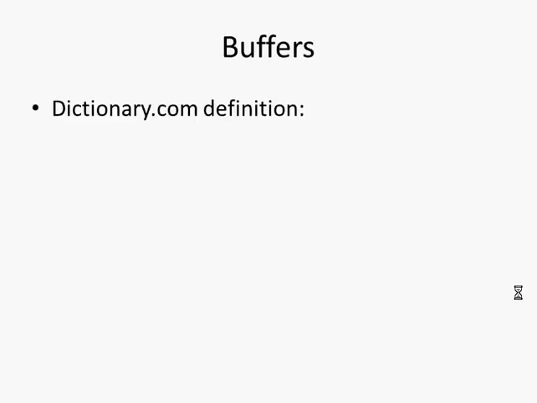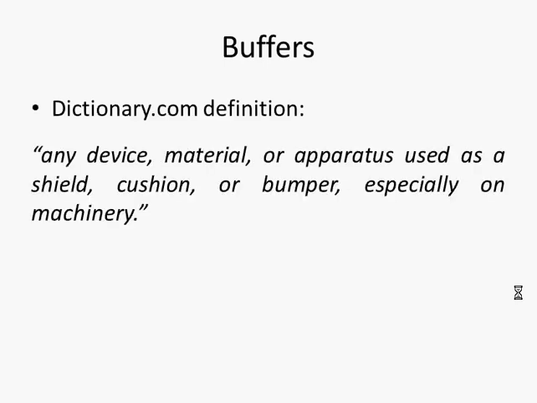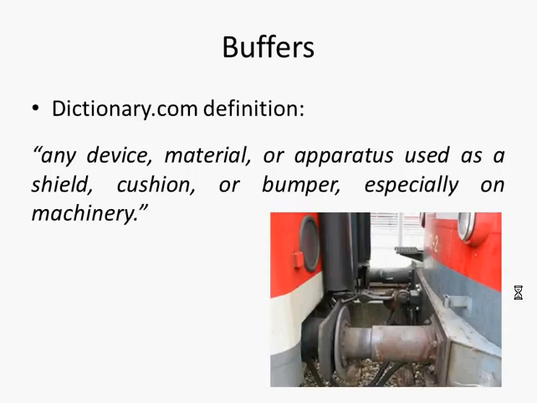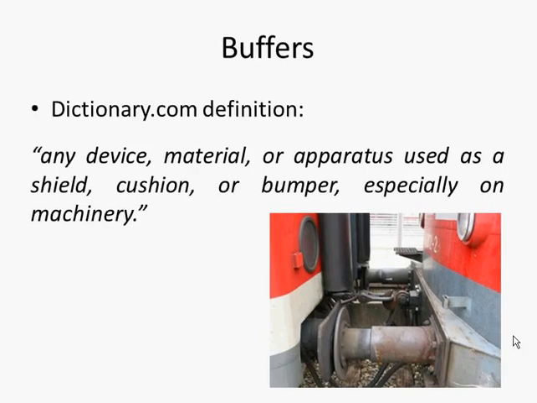First of all, buffers. If we looked up buffers in a dictionary, we might find this sort of definition: any device, material or apparatus used as a shield or cushion or bumper, especially on machinery. And we might be familiar with the sight of something like a train buffer, where we have these little things sticking out the end of trains that basically cushion one carriage from another, so that the carriages don't actually bump into each other, only the buffers do. That might help us start to visualize in our minds how buffers work in computers.